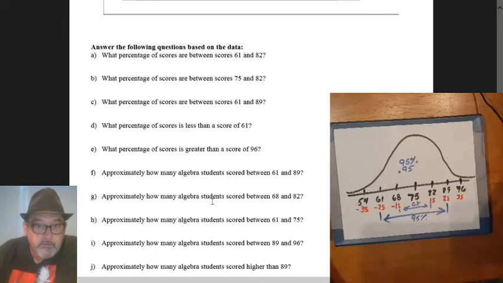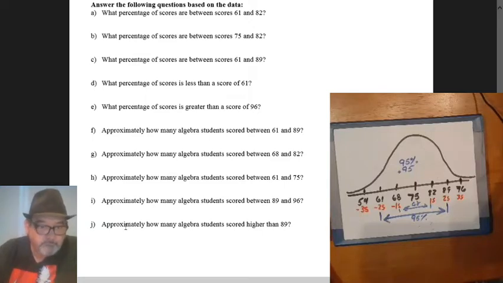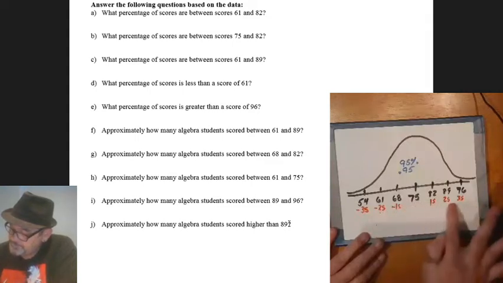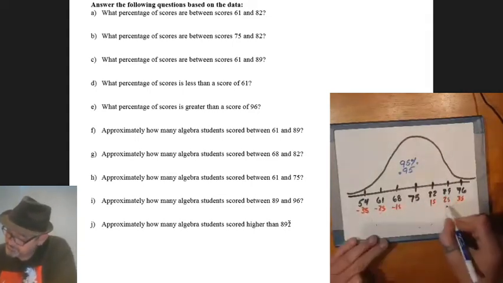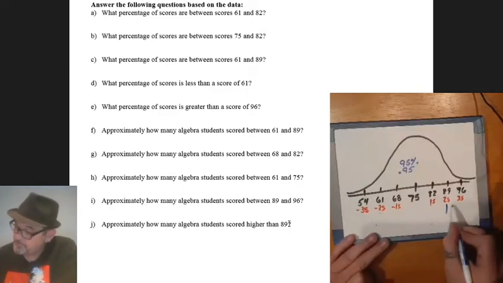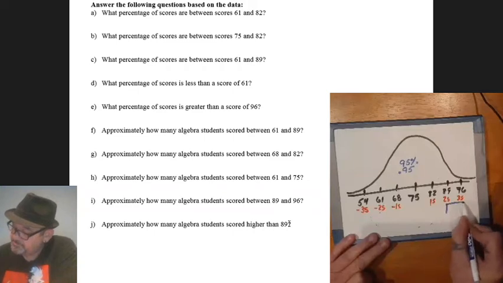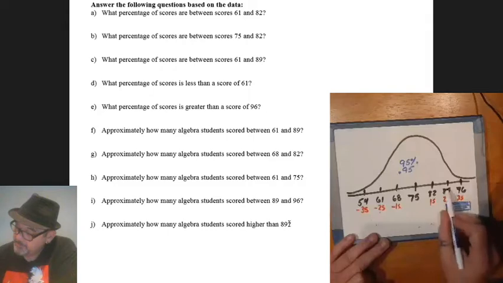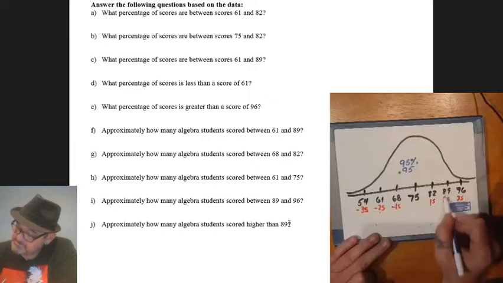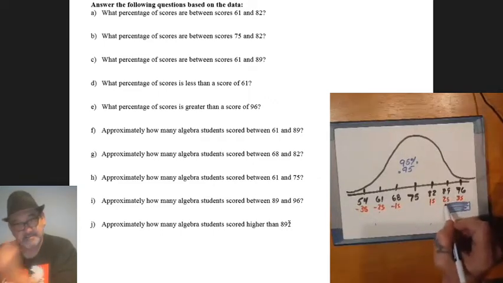Let's try another one. How about this one down here? Approximately how many algebra students scored higher than 89%? All right, so let's think about what they're asking us here. Where is 89%? Well, 89% is my second standard deviation right here. And they're asking us how many scored more than that. So we want to know all of these from here to here. How many scored an 89 or better? Well, what is this percent right here? It's the second standard deviation.